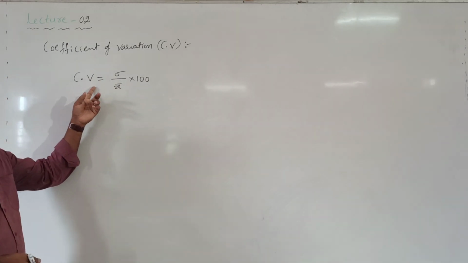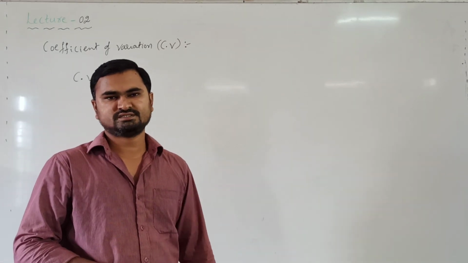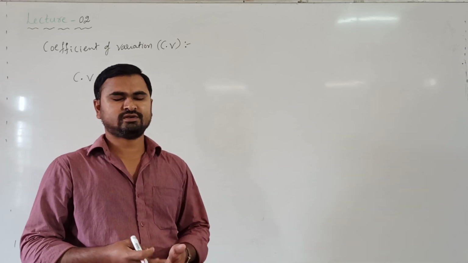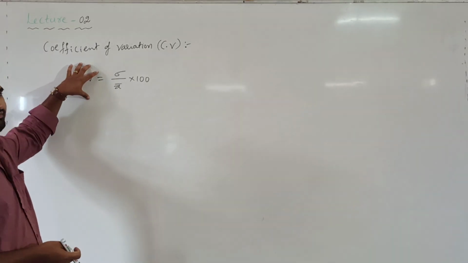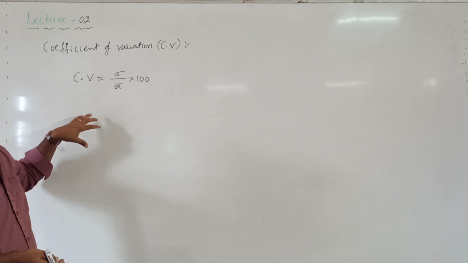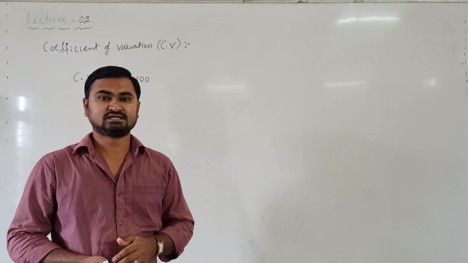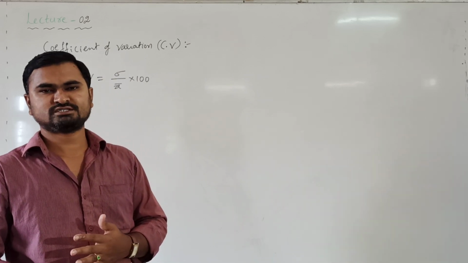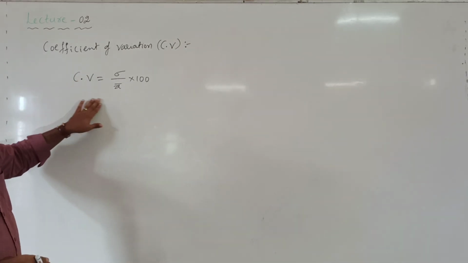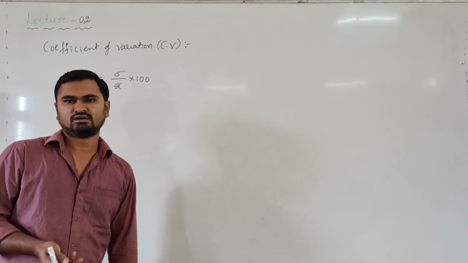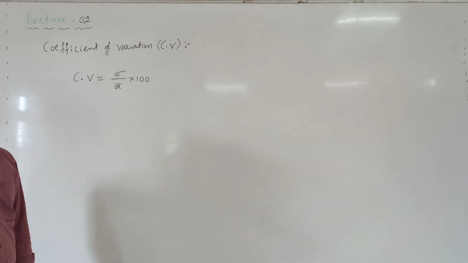Now, if the coefficient of variation is more, the variation is more, which means stability is less. Stability is less means performance is not so good. So CV is more, performance is not good. CV is less means variation is less, so stability is more, so performance will be good. Okay, so by using the CV, we can compare the performance of any two groups or organizations. So this is the coefficient of variation.